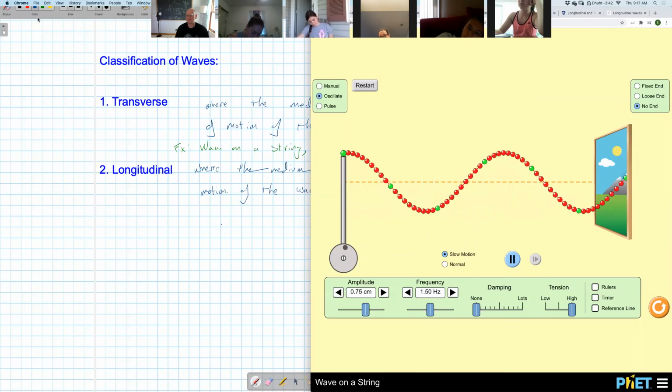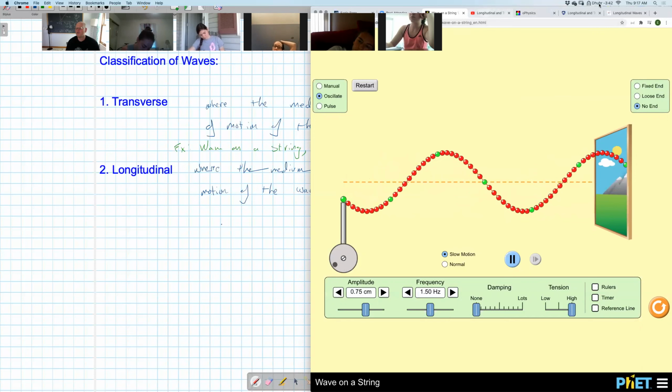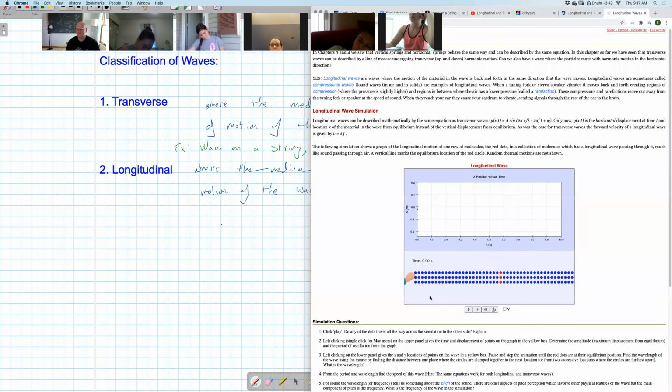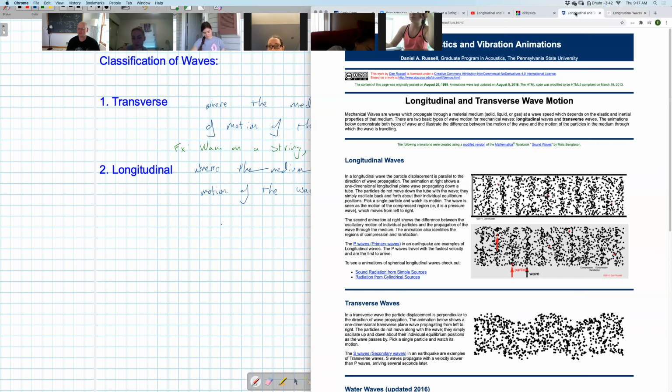Here, let's say this is a slinky. What's going to happen is that this hand is going to move back and forth in the same direction as the wave itself. And then here the wave is propagating, so you can watch the medium move to the right. So this would be the wave as the medium is oscillating in the same direction.